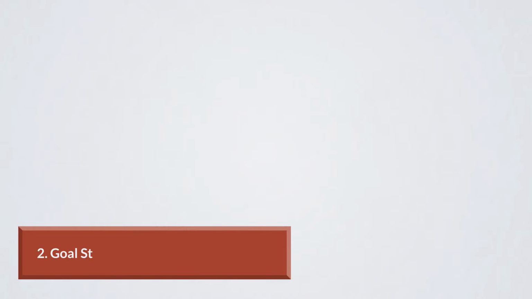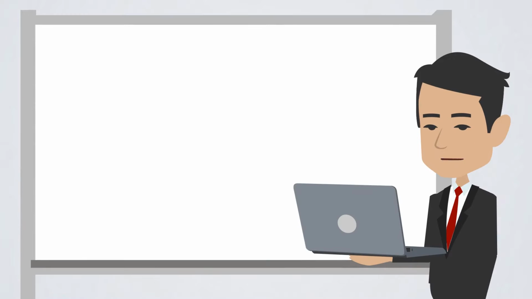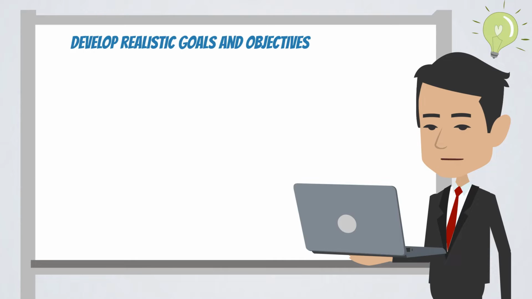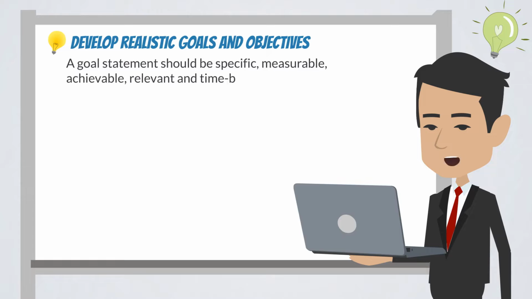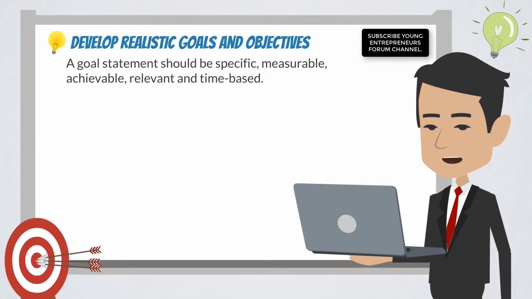Step 2. Goal statement. As you start your business, it's important to have a clear idea of what you hope to achieve. This will help you develop realistic goals and objectives and set yourself up for success. The goal statement should be specific, measurable, achievable, relevant, and time-based. It should describe what you want to achieve and why it's important to your business.